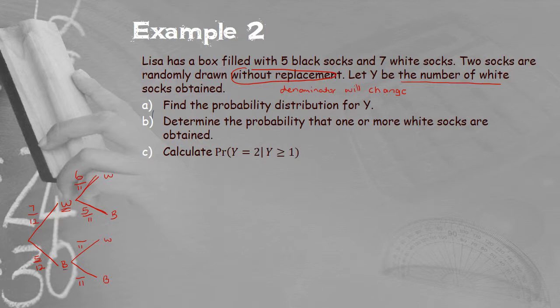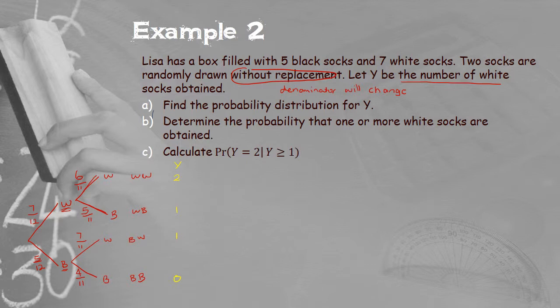Our other option, if we draw a black sock to start with, that means that I now only have 4 black socks left, but I've still got 7 white socks. Now from this we can get our sample space, which will show we can get 2 white socks, a white then a black, or we can get a black then a white, or we can get a black and then a black. If we're looking at our variable y here, which is our number of white socks, we can either get 2 white socks. White then black is 1 white sock, black then white is 1 white sock, black and black means I've got 0 white socks.